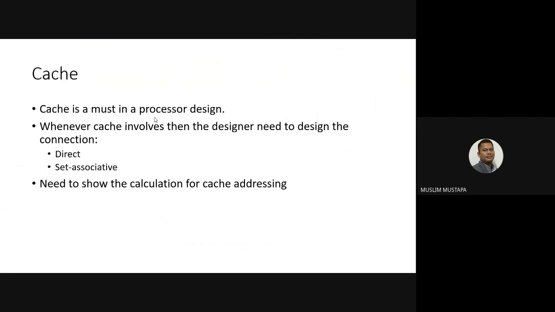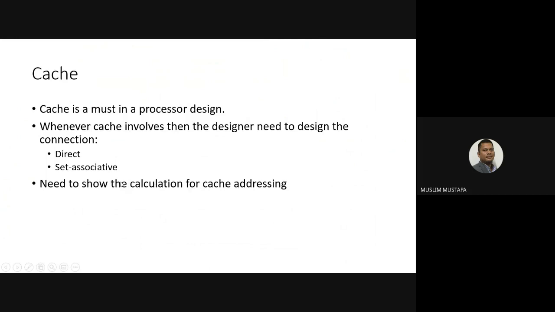In this design question, normally it's going to be an open ended question, so it really depends on us what connection we can use. You can choose whatever you think is easy for you, if the question doesn't specify. But if the question does specify, you need to use whatever it asks you to use. If not, you can choose direct or set associative, whichever is easier. You have to show how the calculation is done until you get the cache addressing.